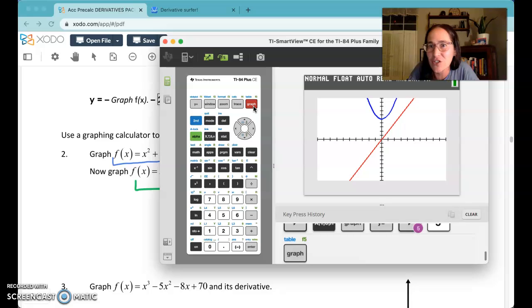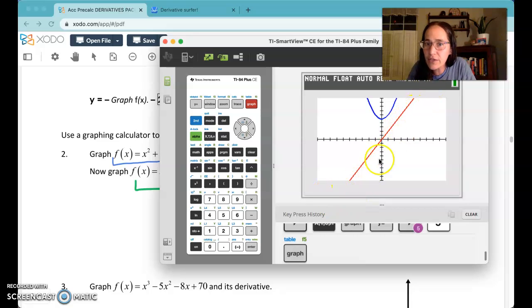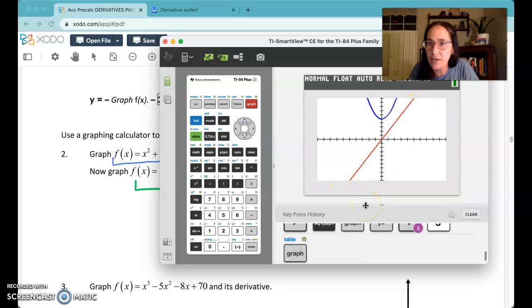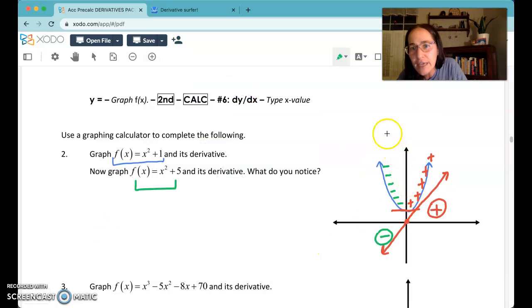I got the same exact shape of the original function, but just shifted up. And the big thing here is the derivative graph did not change. One thing that's cool, and I'll sketch this on the picture, is that even if you have this same shape shifted up higher to a y-intercept of 5, it doesn't change the shape of the derivative.